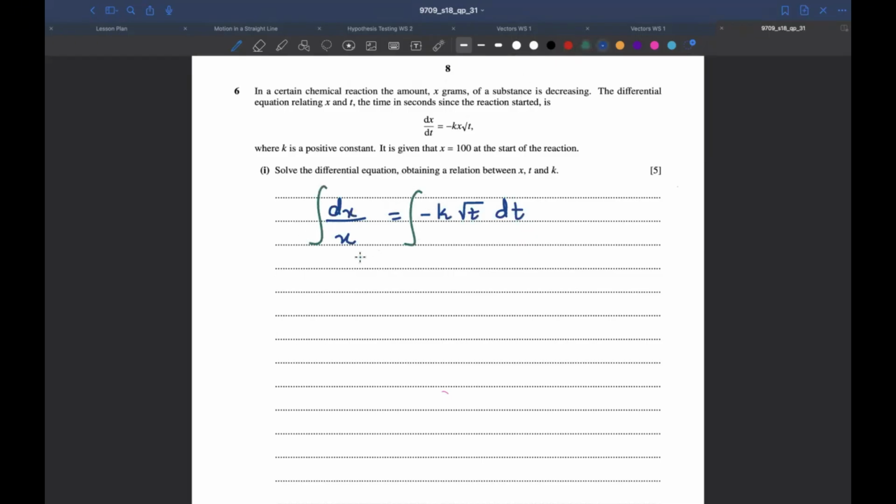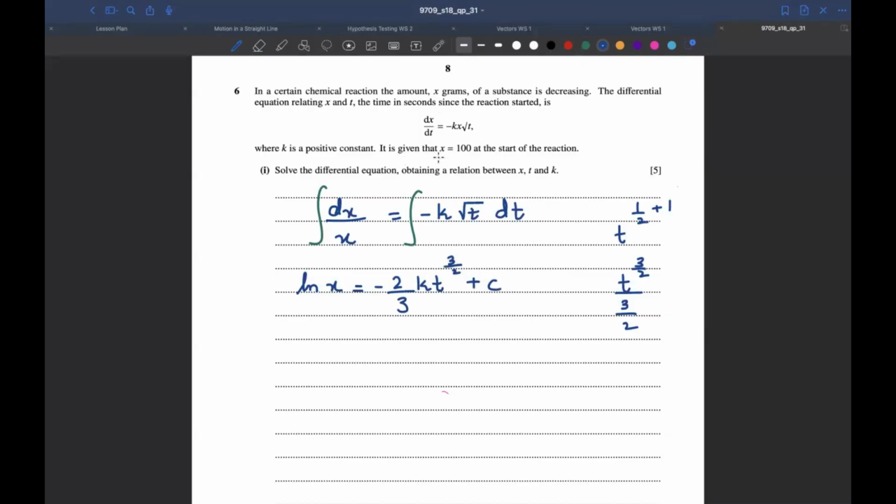Now, we know that the integral of 1 upon x will become ln of x. And this is root t, which is t to the power half. When we are integrating, we add 1 to the power and then divide by the new power. So that will become t to the power 3/2. And when we divide by the fraction 3/2, we can write it as multiplying by 2/3. So that will become minus 2/3 k t to the power 3/2 plus c.